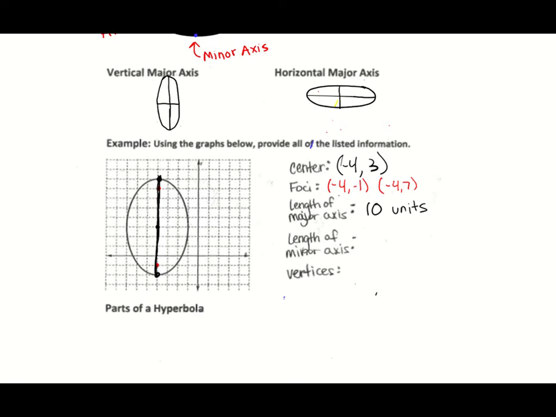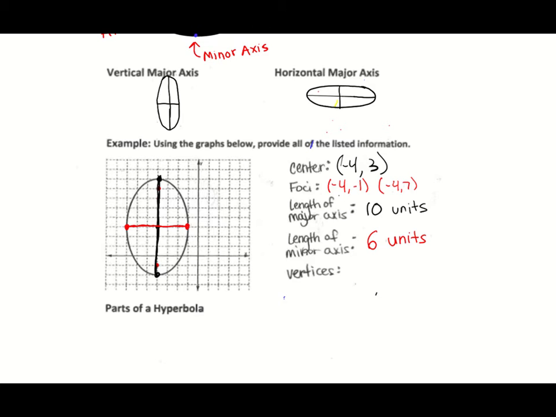Then our minor axis, that is going through the center the other direction. Again, we can count from this point to this point how long that line is. We count 1, 2, 3, 4, 5, 6. Our minor axis is 6 units long.